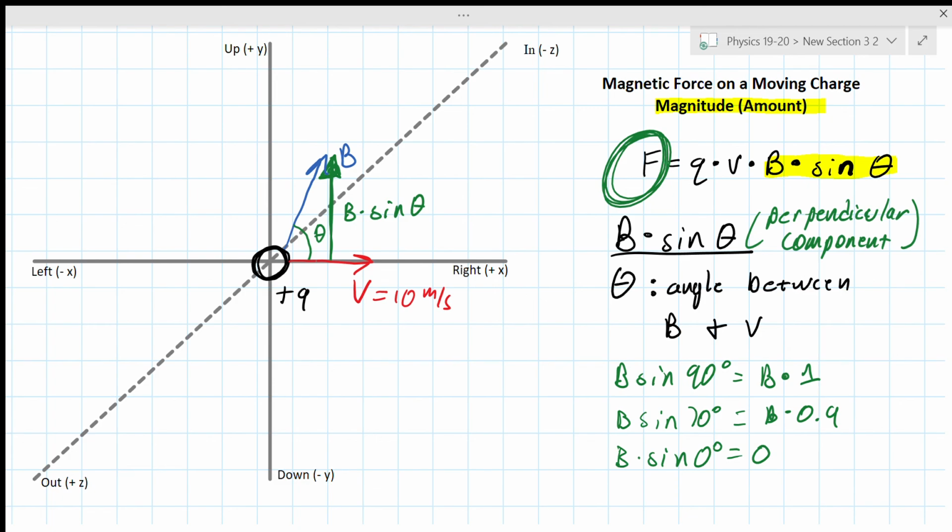I'm going to do another video on how to determine the direction of this force on a moving charge. So tune in for that.